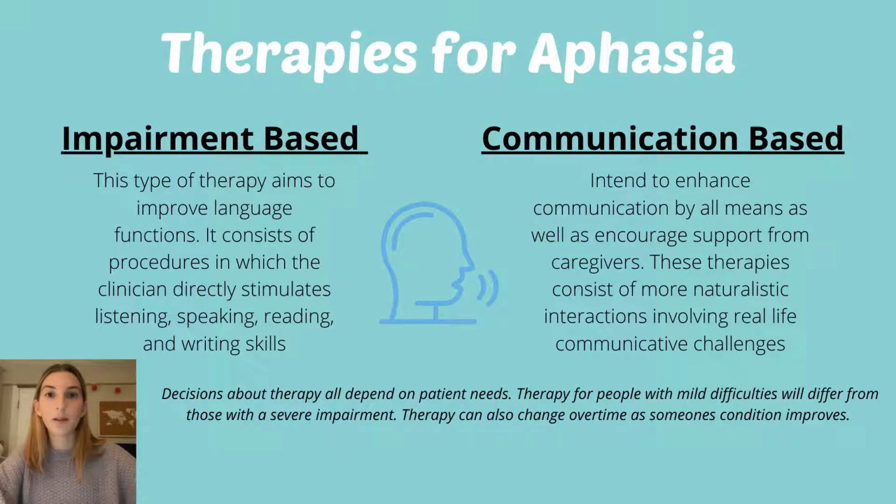Impairment-based therapy aims to improve language functions. It consists of procedures where the clinician directly stimulates listening, speaking, reading, and writing skills. The communication-based component of therapy is intended to enhance communication by any means. Encouraging support from caregivers and incorporating the communication partners of a person with aphasia can help relieve some of the communication challenges faced by this client.